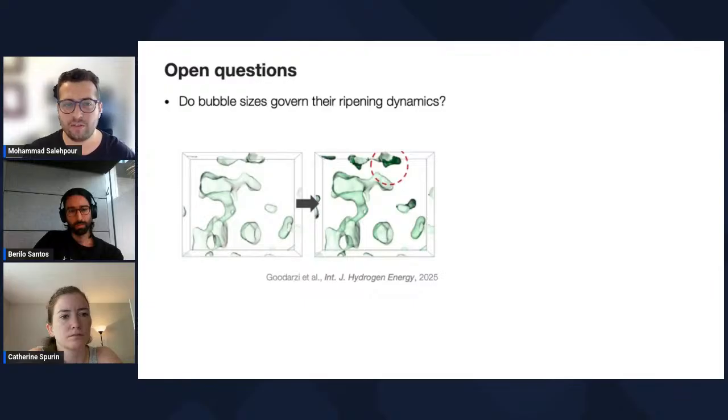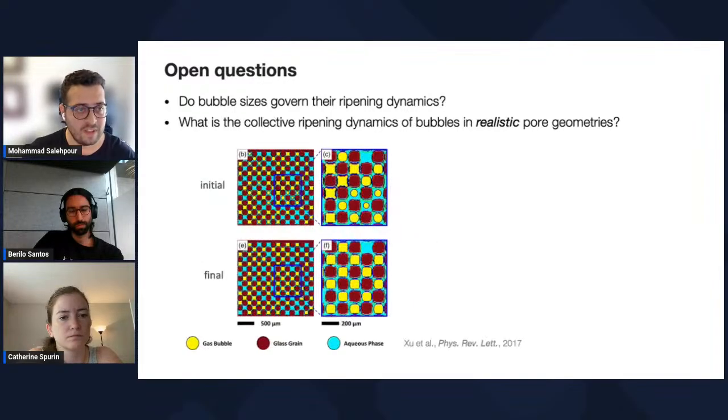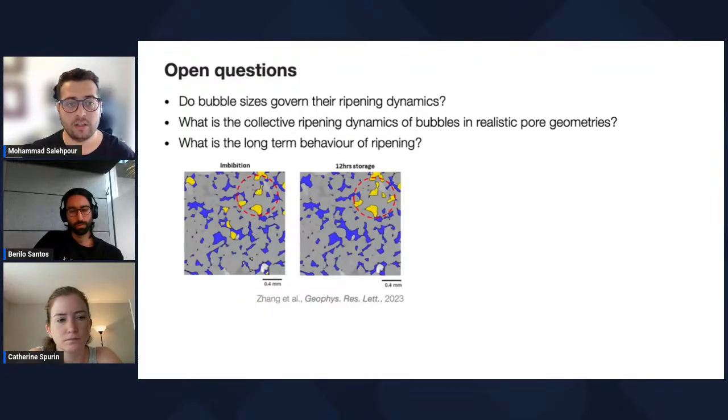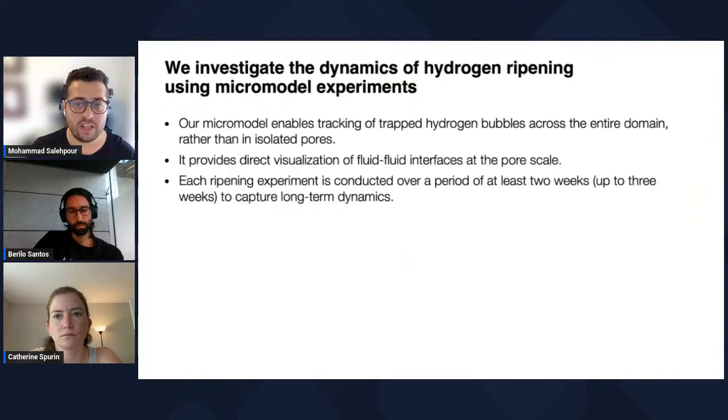Do bubble sizes govern the ripening dynamics? What is the collective ripening dynamics of bubbles in realistic pore geometries rather than a simplified system? And what is the long-term behavior of ripening? In order to answer these questions, we came up with a microfluidic study. We investigated the dynamics of hydrogen ripening using several experiments.